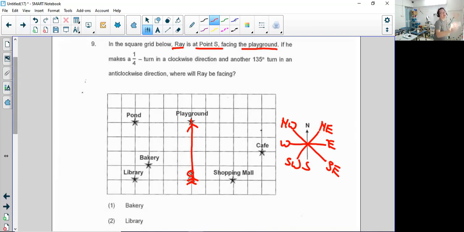So Ray is right in the middle of the compass. So you can actually do something like this. I'm going to draw the middle of the compass like this. Ray is right in the middle, right? And he's now facing the playground, right?